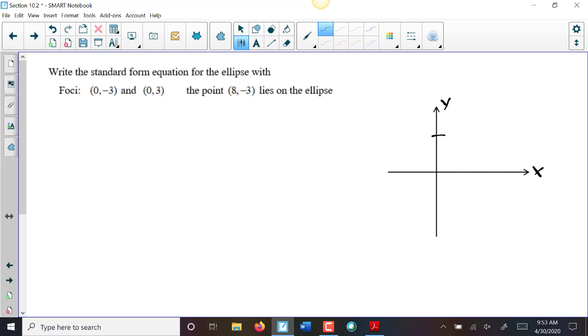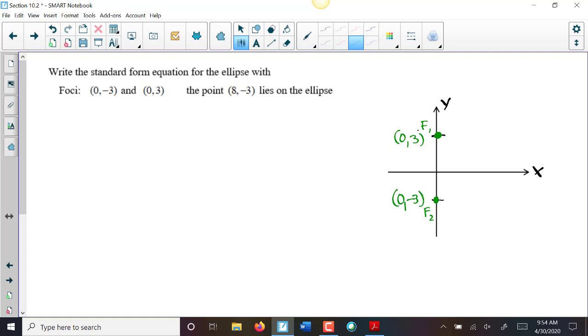I always recommend that you draw some sort of a sketch. And for some problems we need a more detailed sketch than others. This is one of the situations where I'd recommend drawing something a little more detailed. Okay, so I have a focus point up here, and its coordinates would be 0, 3, so it's 3 units up. And then I have a focus point down here, which is 3 units down. So its coordinates are 0, -3.